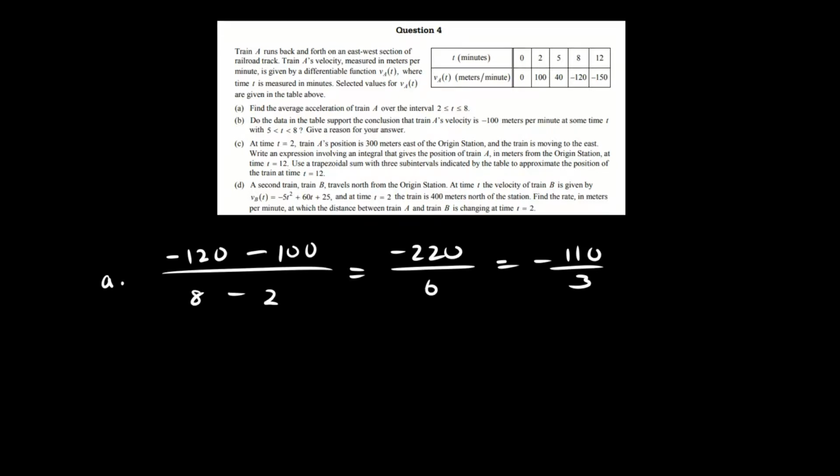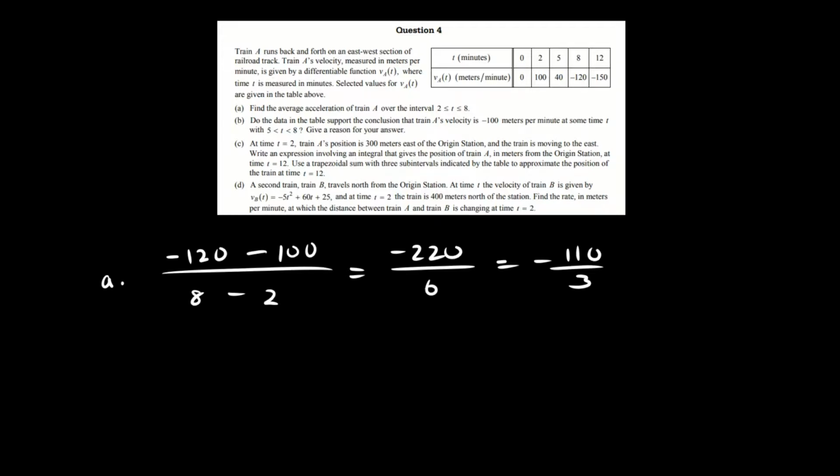Part B asks, does the data in the table support the conclusion that train A's velocity is -100 meters per minute at some t, with t being greater than 5 and less than 8, and to give a reason for our answer. So if we're trying to find whether or not a velocity is going to hit a certain value, our best bet is to look at the intermediate value theorem, because we're given the endpoints of our domain. In this case, it's just 5 to 8.